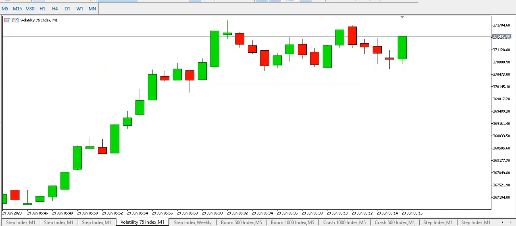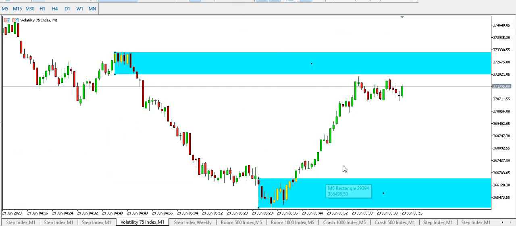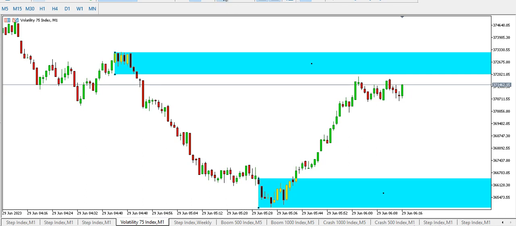So that's that for V75 index. Currently it's buying. If you want to scalp V75 index, you might want to buy.